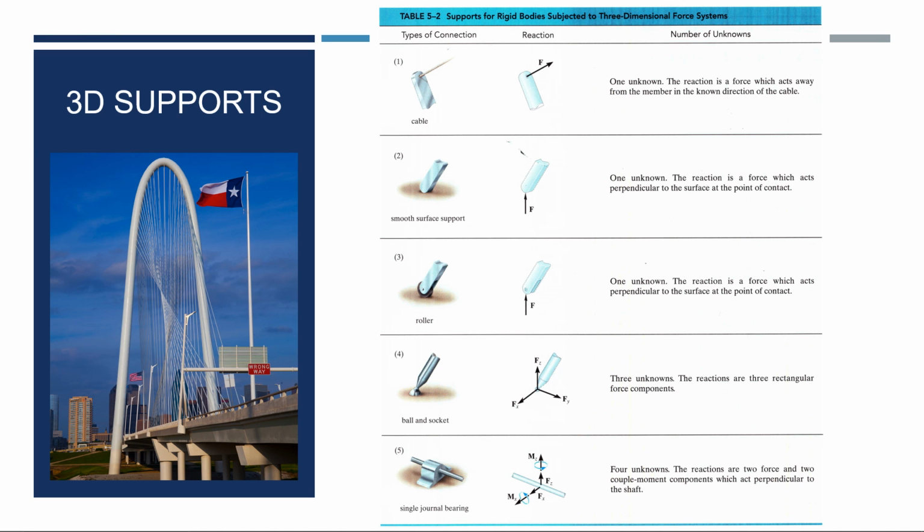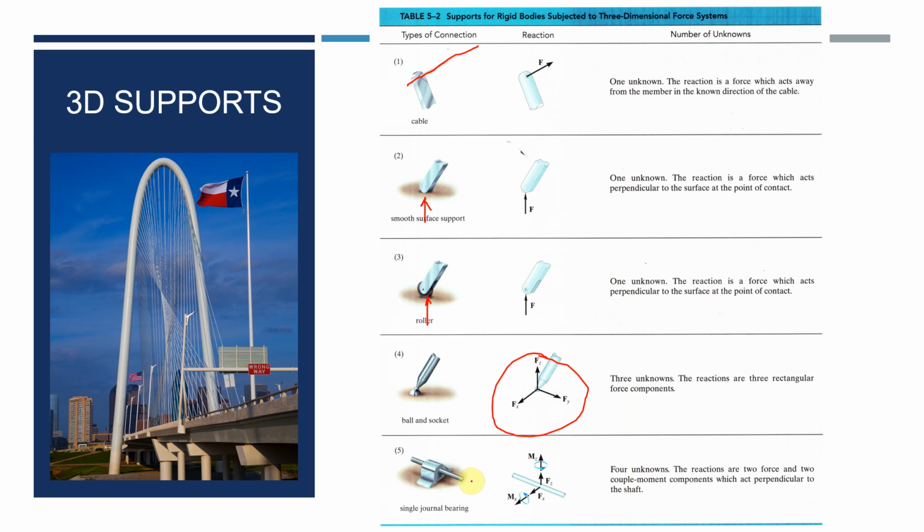Okay, so now we're getting into three-dimensional supports. Cable, the forces have to be collinear with the cable. Smooth surface, force has to be normal. Roller, force has to be normal to the surface. Ball and socket, no moments. Like a pin, no moments. Forces can be on any of the three axes.